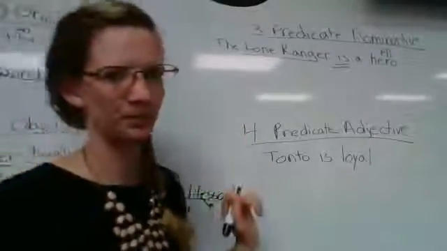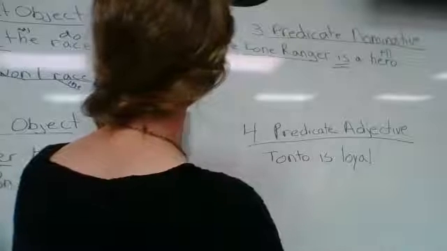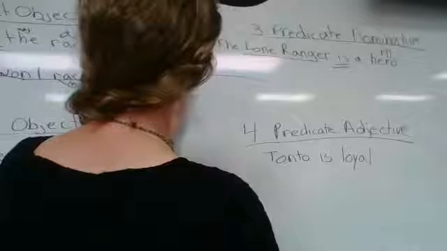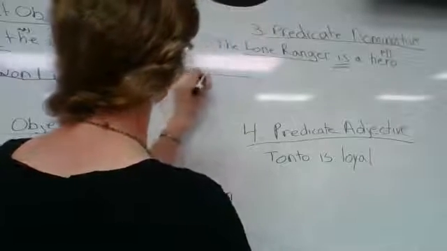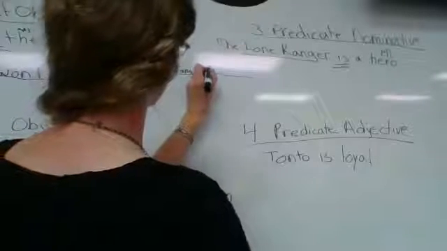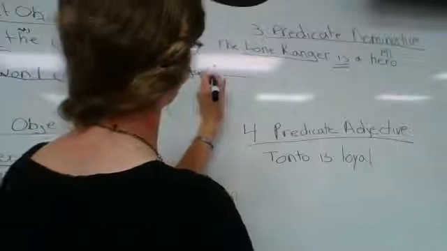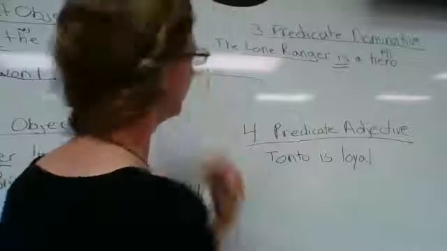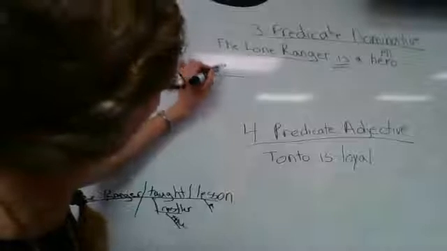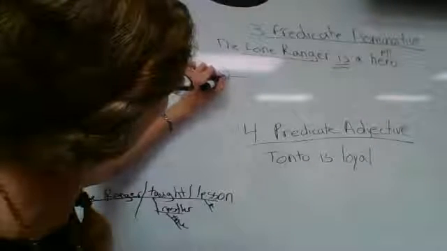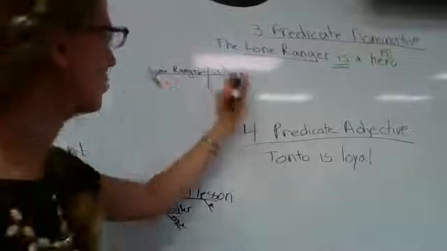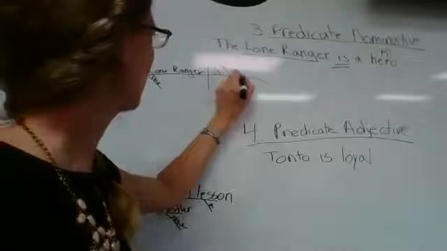So let's diagram. Lone Ranger is your subject. The describes Lone Ranger, that's your adjective. All the way down. Is your verb. Now, it's almost like direct object, but instead of having a straight up and down line, you're going to have a slanted line. Okay, a slanted line back towards your subject. Lone Ranger is hero.